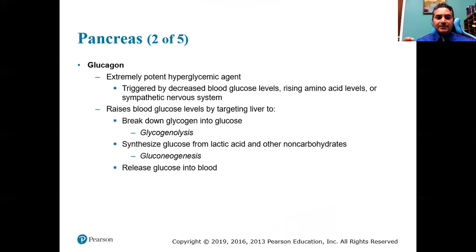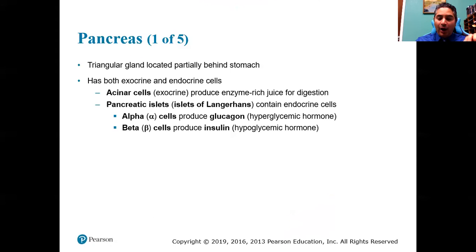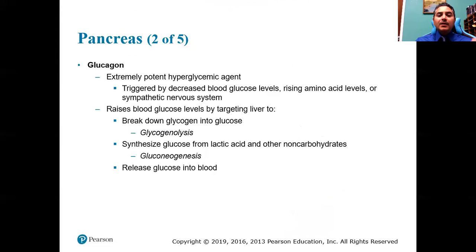So let's repeat. We have these alpha cells, right? They produce glucagon when glucose levels are low. So we break up this glycogen so we can release glucose into the blood. And where is this taking place? Liver. Okay.